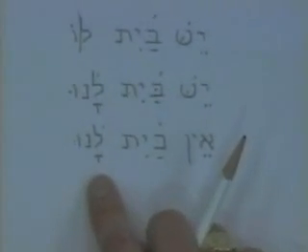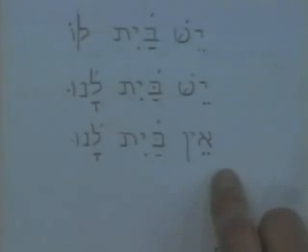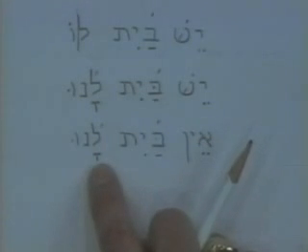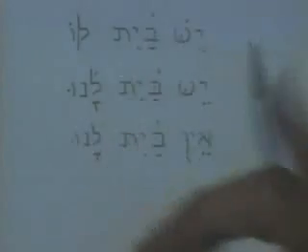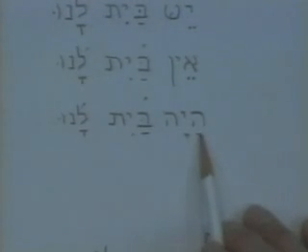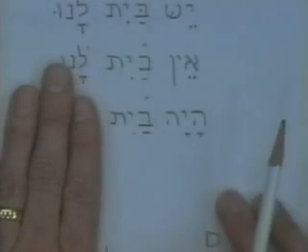Ein bayith lanu. What's changed here? All right, there ain't a house belonging to us, or we do not have a house, or have no house. Very good. All right, this isn't that hard. What's happened here? What's haya? This is the verb to be. What tense is haya? It's perfect.